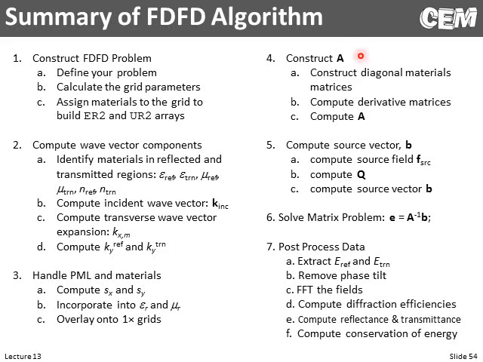Our next step in FDFD is to construct this wave matrix. So we diagonalize our material matrices. We call our function to construct the derivative operators, and once we have that, we can construct our wave matrix. Then we'll construct our source vector. We first calculate the source field that's uniform across the entire grid. We construct our scattered field masking matrix, and then we construct the source vector B. Once we have that, we can solve the matrix problem for the electric field.